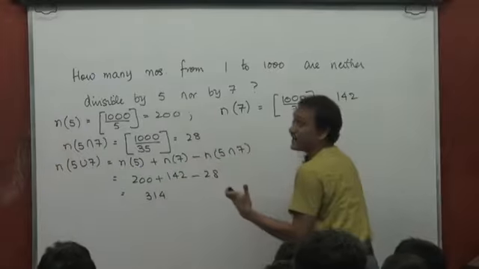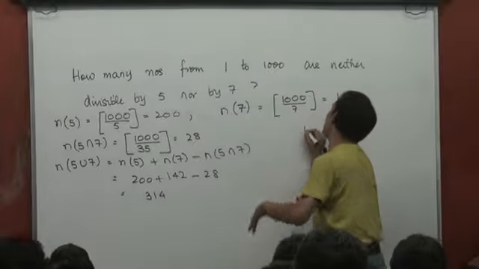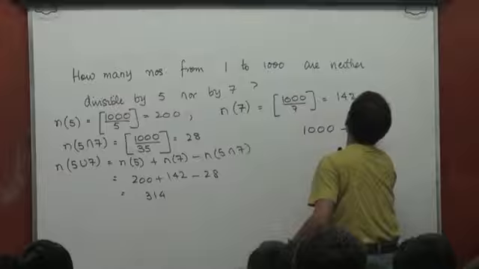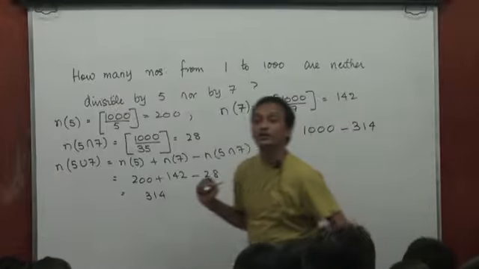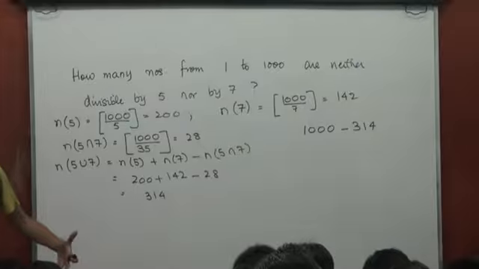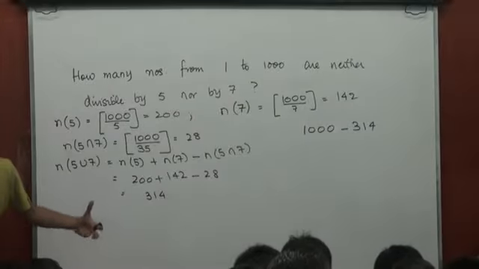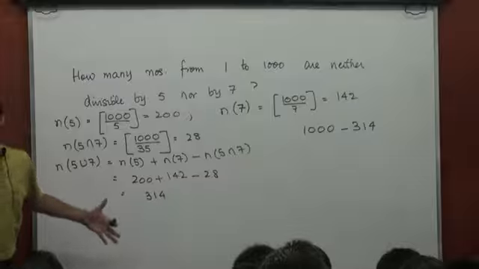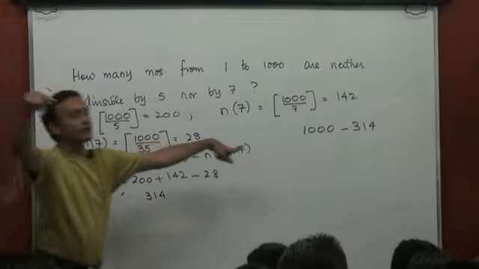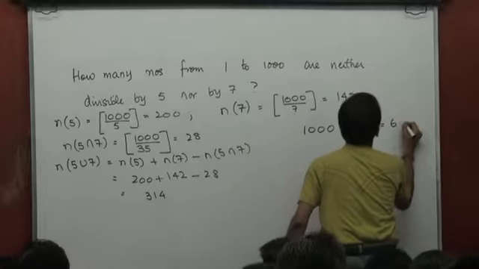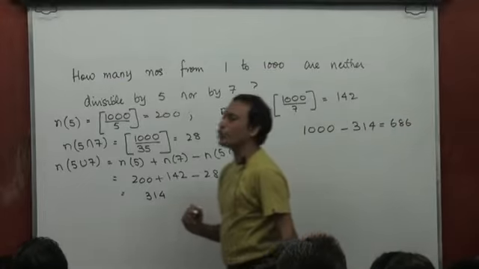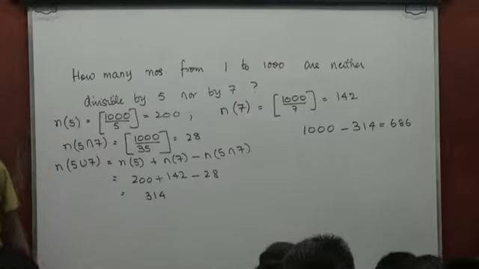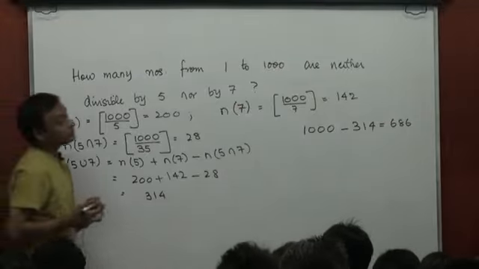So the number of numbers that are divisible by neither 5 nor 7 is going to be 1000 minus 314. Yes or no? So 686 numbers would be neither divisible by 5 nor by 7. Yes or no, Manan? Right? 686 numbers would be divisible neither by 5 nor by 7. Clear?